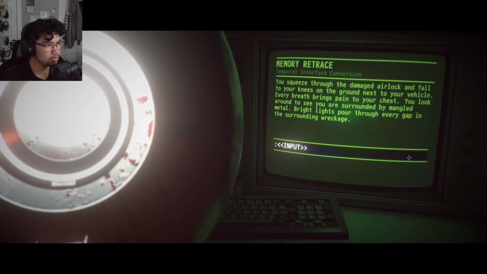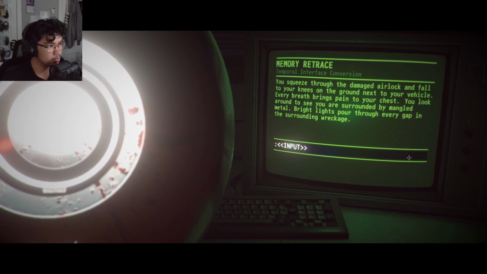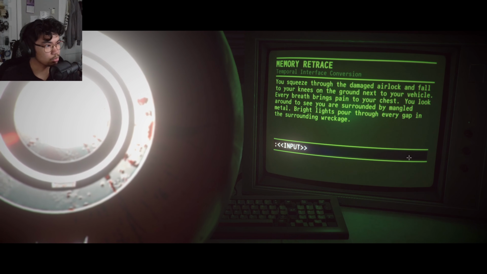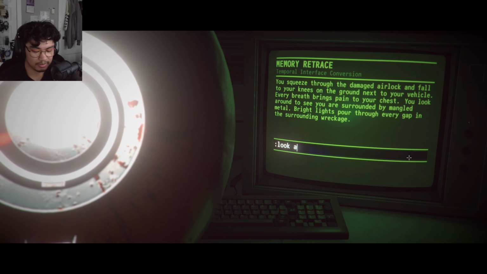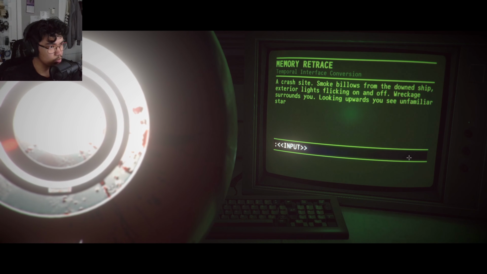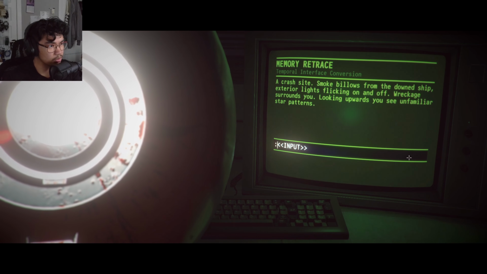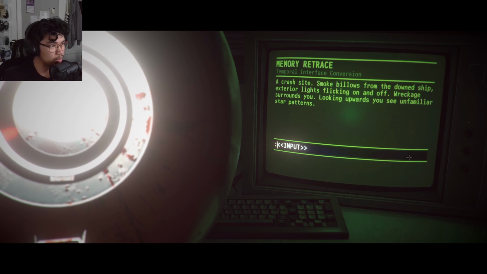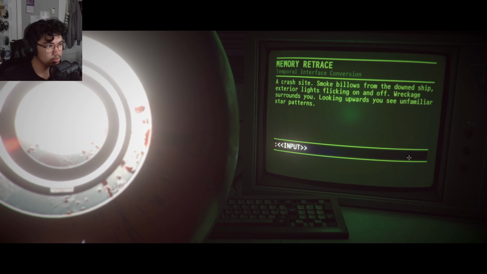Next to your vehicle? Every breath brings pain to your chest. You look around to see you're surrounded by mangled metal. Bright lights pour through every gap in the surrounding wreckage. Can I just look around again? A crash site. Smoke billows from the downed ship. Exterior lights flicking on and off. Wreckage surrounds you. Looking upwards, you see unfamiliar star patterns.